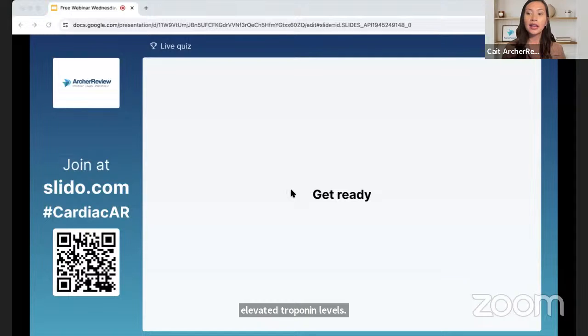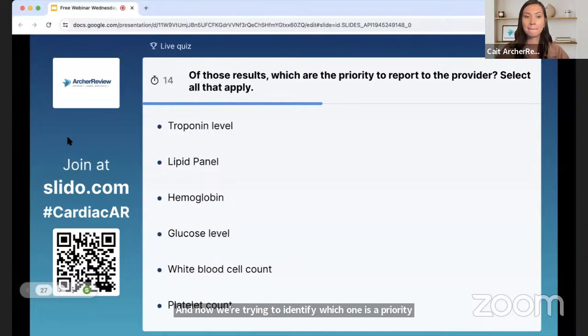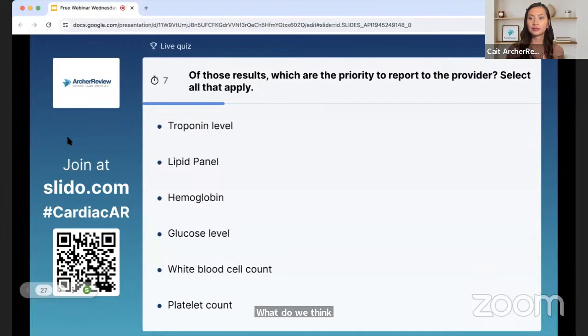Okay, so here's our next question. Of those results, which are the priority to report to the provider? Select all that apply. So we took a look at his lab values, and now we're trying to identify which one is a priority for us to report. Which ones are quite concerning for us? What do we think? This one's a bit of a tough one.